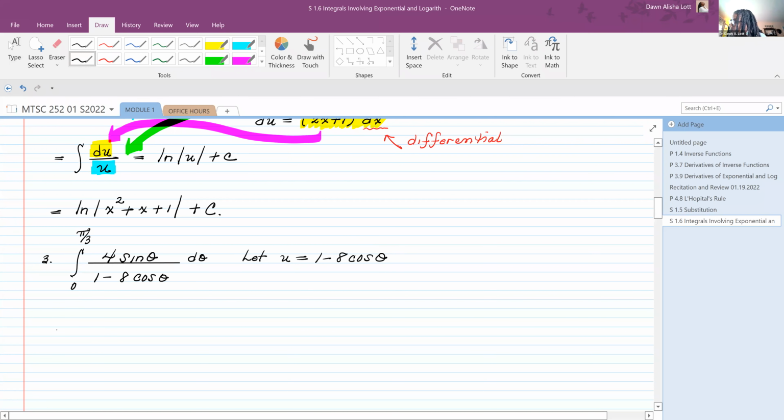All right, so now if I want, I can move the 4 out, because you guys know I don't like constants. They stress me out. I need them to be gone so that I can just do the problem and deal with the constants later. 1 minus 8 cosine of theta.